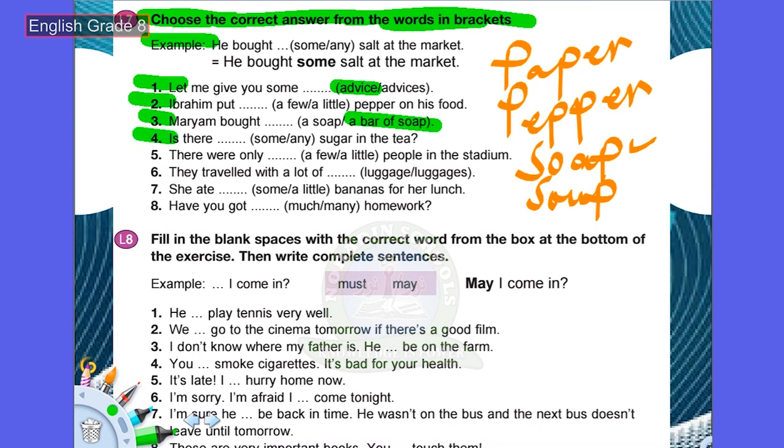Now the fourth question: is there some or any sugar in the tea? The correct word here is any. Some students mispronounce this word; this is not the right way to say it. The right way to say it is any. Any is correct here because this is an interrogative sentence, a question. Some is used for positive sentences.